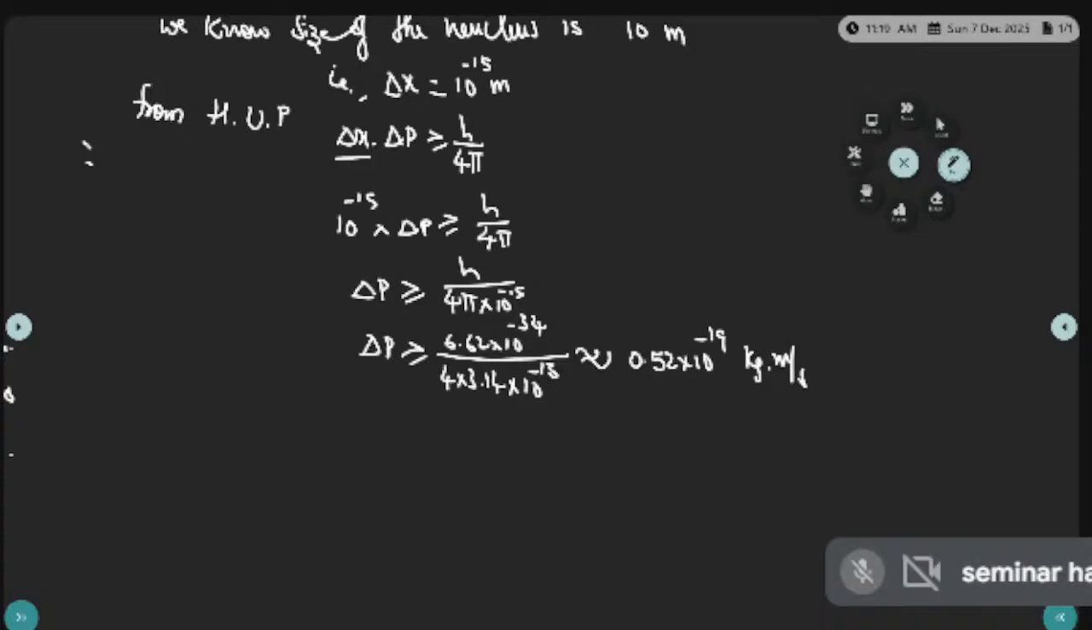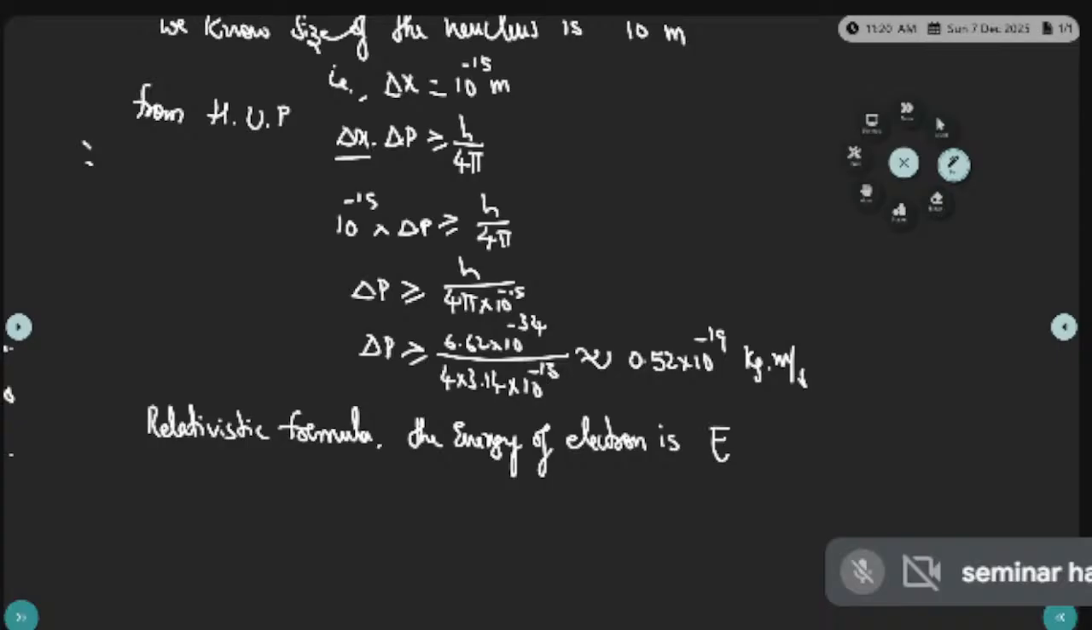What is our assumption? The electron is there inside the nucleus. So the position of the electron is the size of the nucleus, which is 10⁻¹⁵ meters. What is the corresponding momentum? What momentum does the electron have? Right. Now I'm going to find the electron energy using the relativistic formula. Using the relativistic formula, the energy of the electron is E.